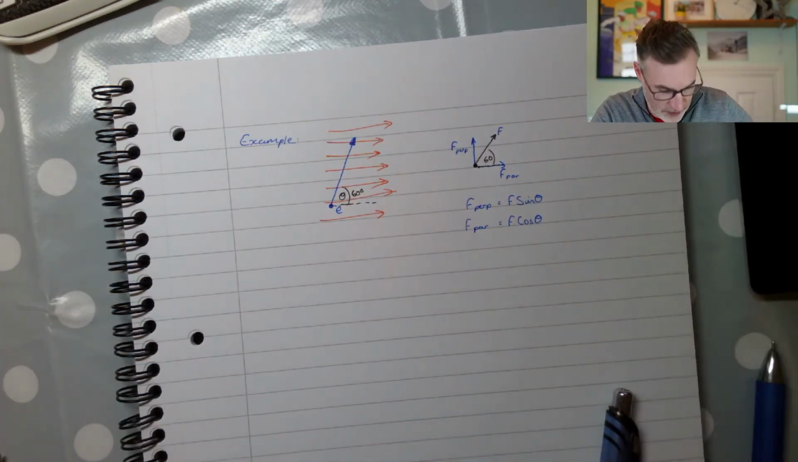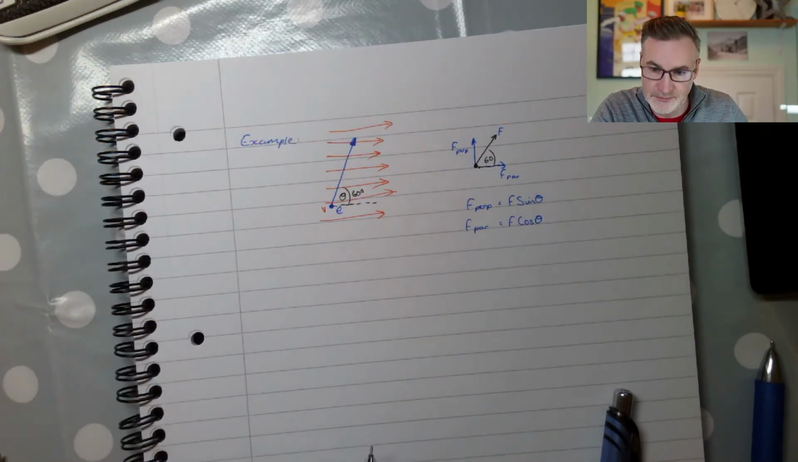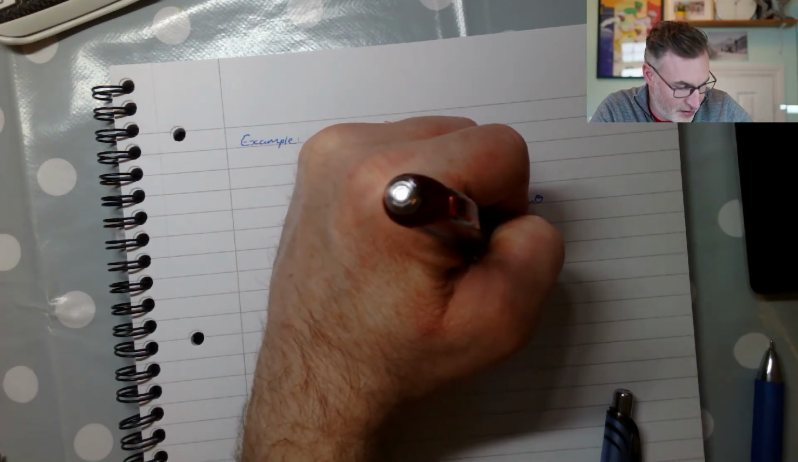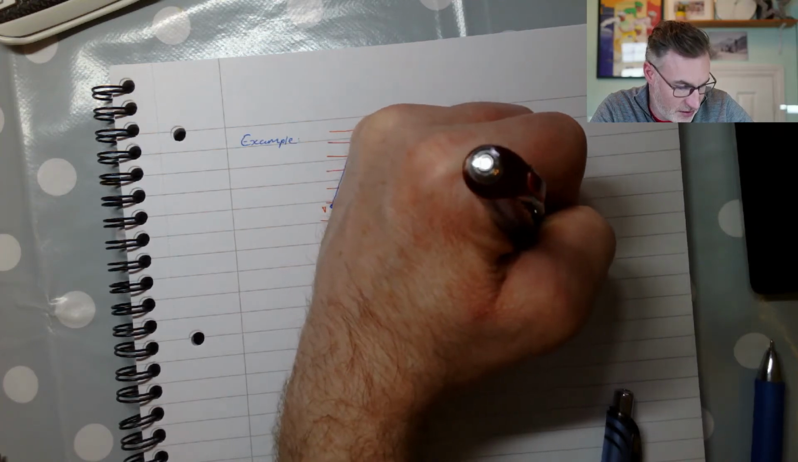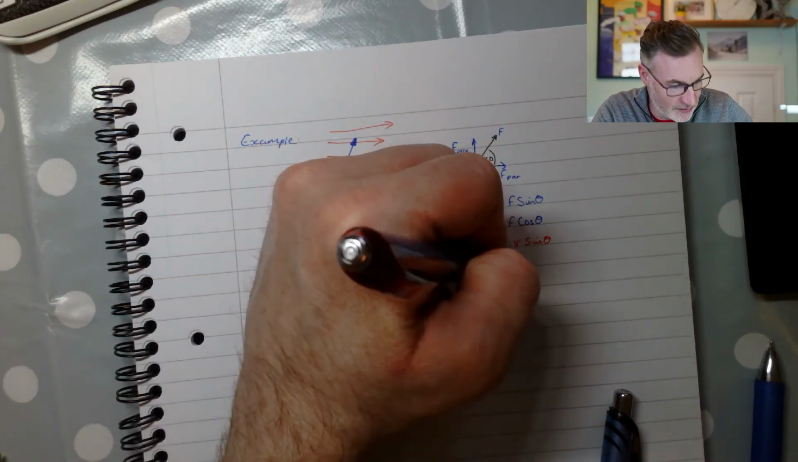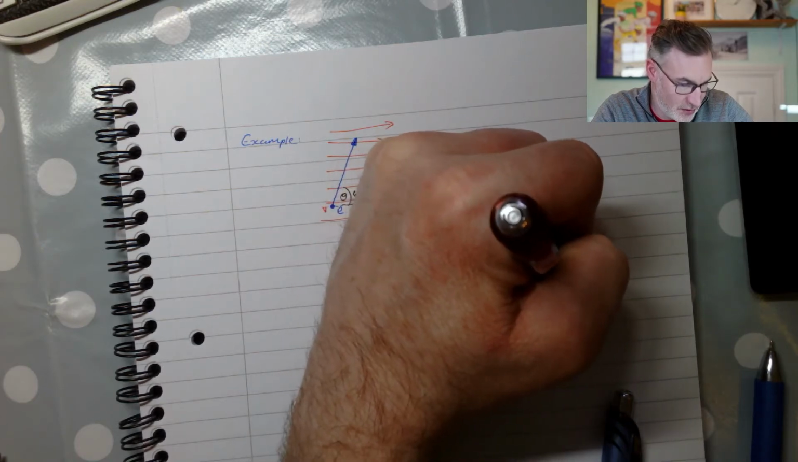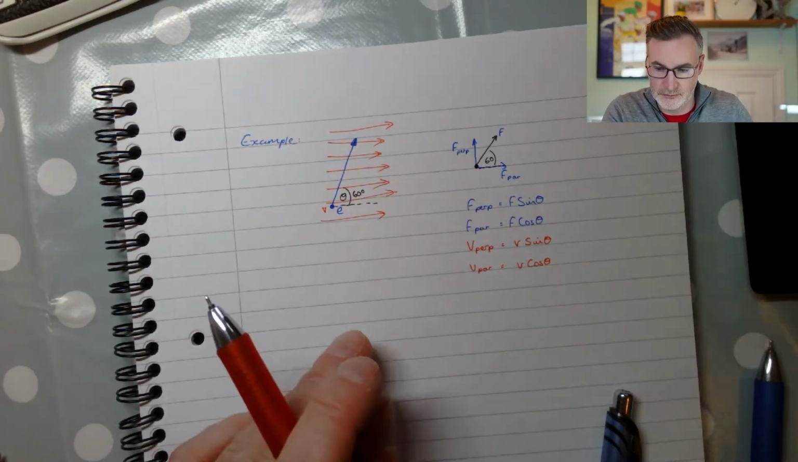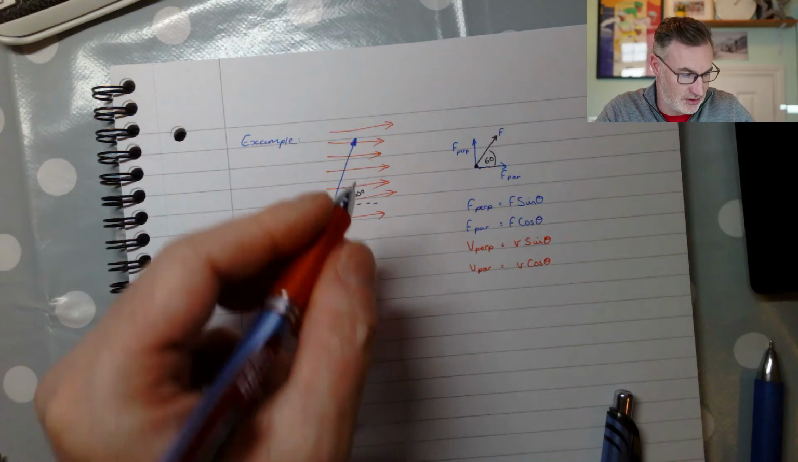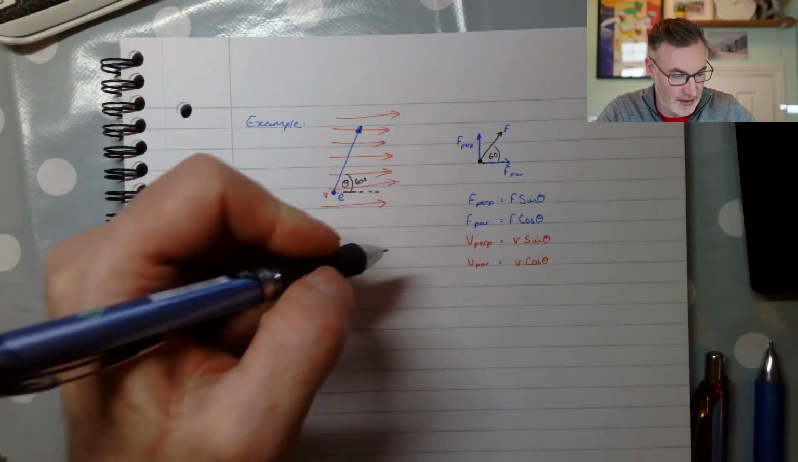Similarly, if it's moving with a velocity of v, then the v perpendicular is going to be v sine theta, and its parallel component of velocity, v parallel, is going to be v cos theta. So if we know the velocity that this particle is traveling at, then we can calculate the radius of the curved path that it's going to be moving in.